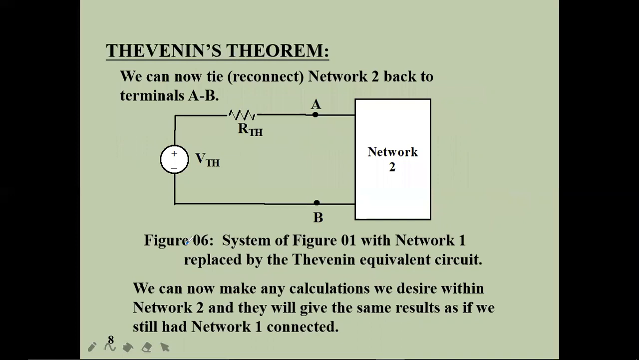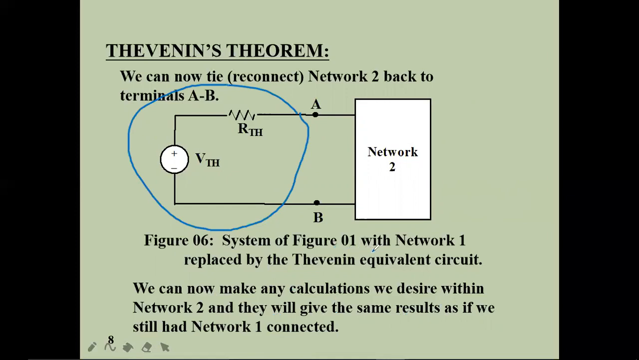Right. So now I'm going to be attaching this network. Whatever we got completely neutralizes all the network 1 elements into this VTH and RTH. Now I'm going to be attaching this network 1 to the network 2. Whatever elements network 2 contains, that doesn't matter. Here I'm taking network 2 as a load. So here we can now make the calculations we desire within network 2, and they will give the same result as if we still had network 1 connected.